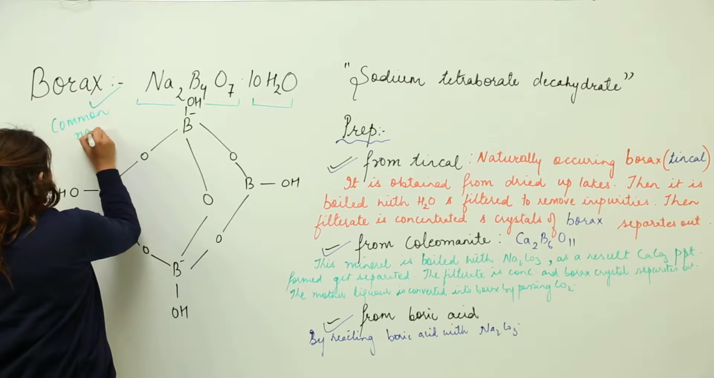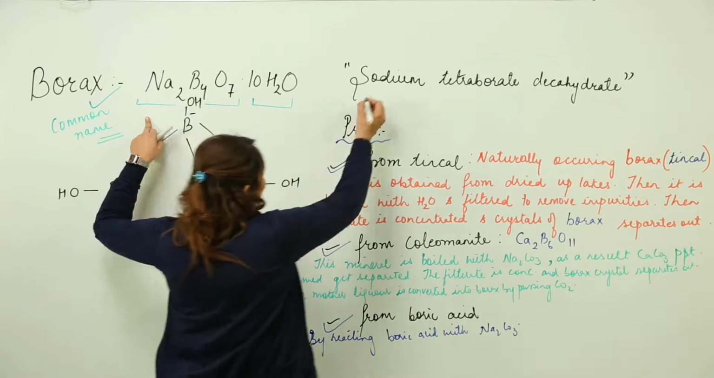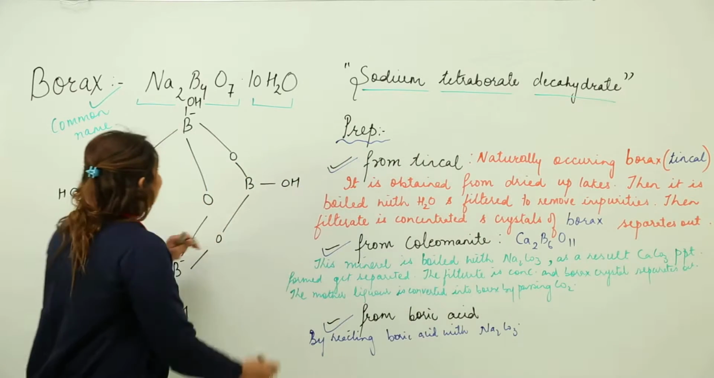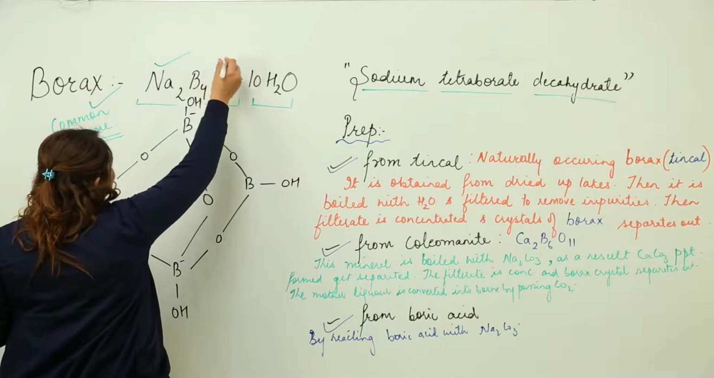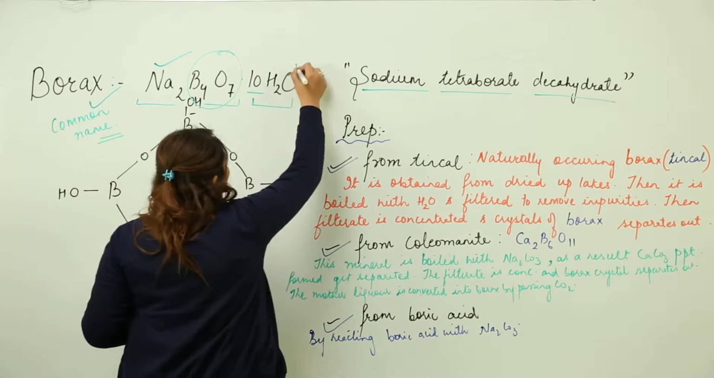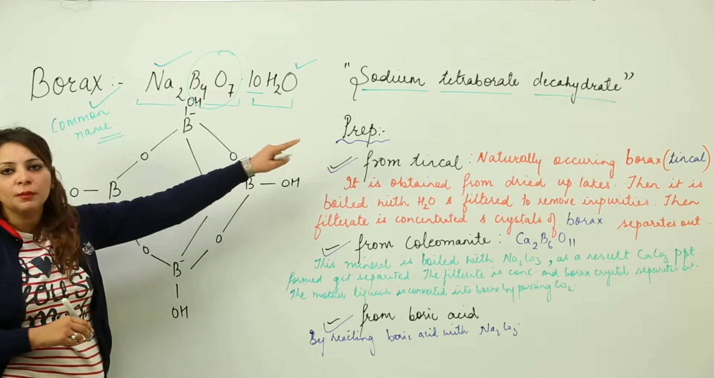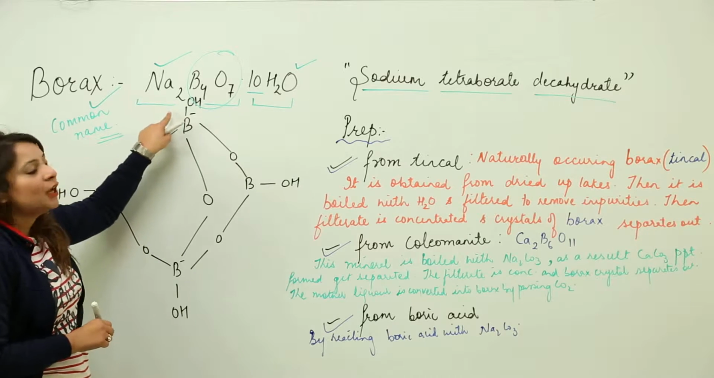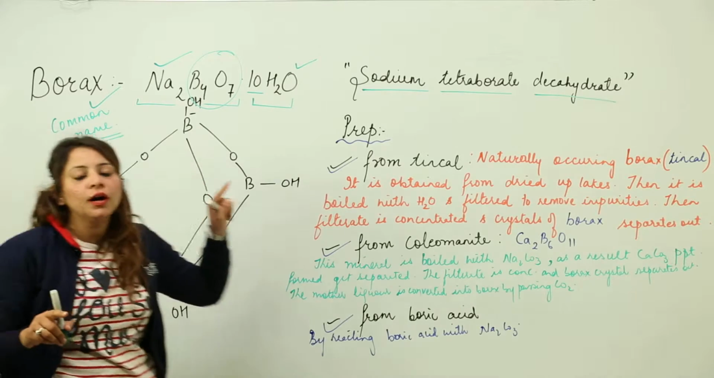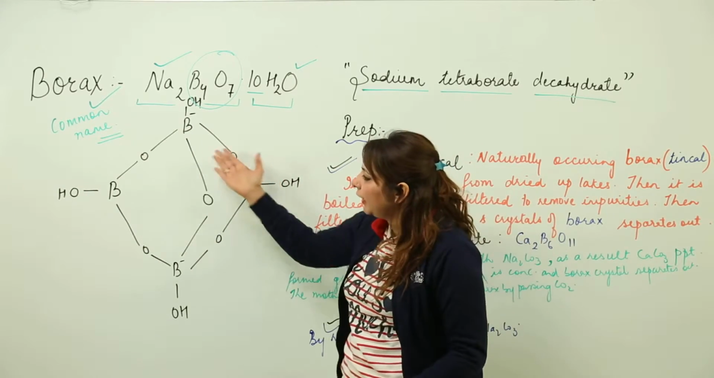This is a common name, but if we talk about its chemical name, then it is sodium tetraborate decahydrate. As you can see, it is sodium, this is tetraborate, and deca means 10, decahydrate. So this is the chemical name for borax, sodium tetraborate decahydrate, and the formula is Na2B4O7.10H2O.